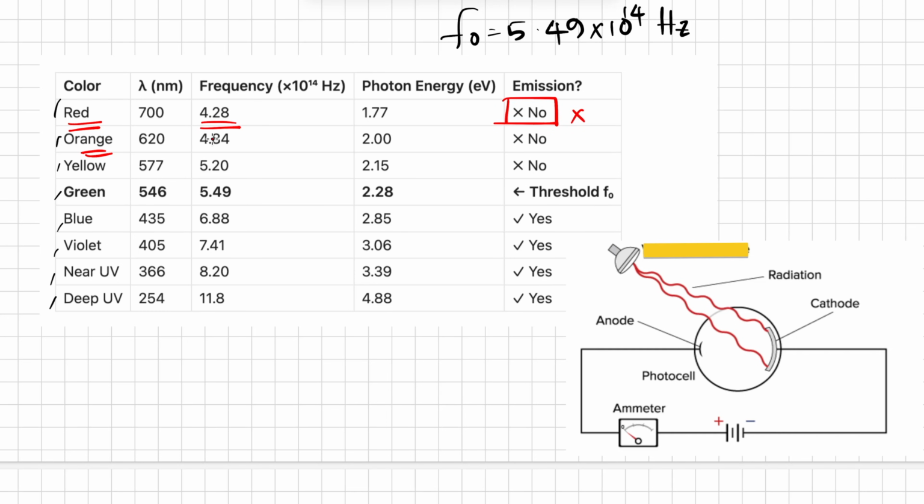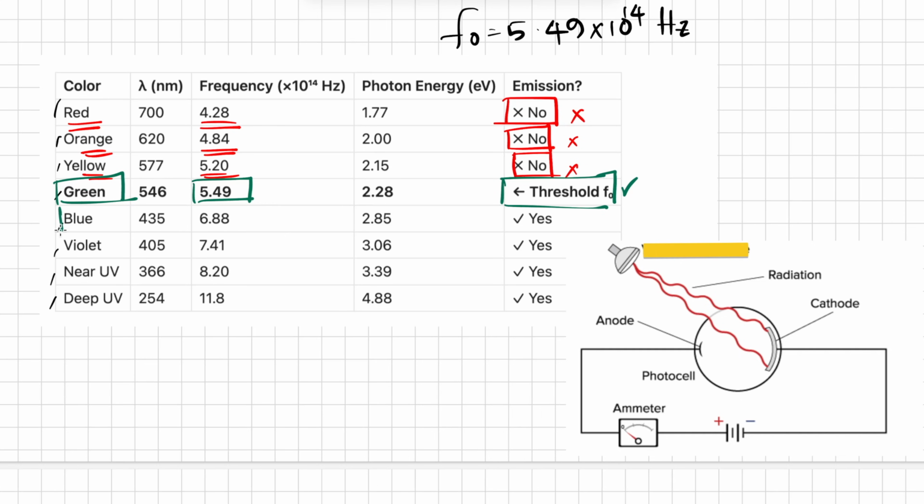Same for orange, its frequency is again less than the threshold frequency. So again, no emission. Same for yellow, only 5.20 times 10 to the power of 14. So no emission. But if you're using green light, its frequency matches with the threshold value, right? So yeah, we have photoelectric emission here. If you're using green light, electrons are coming out of the metal, but they don't have enough kinetic energy to jump out of the metal. So there is photoelectric effect, but kinetic energy is almost zero.